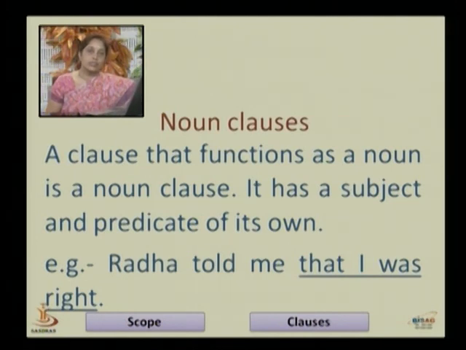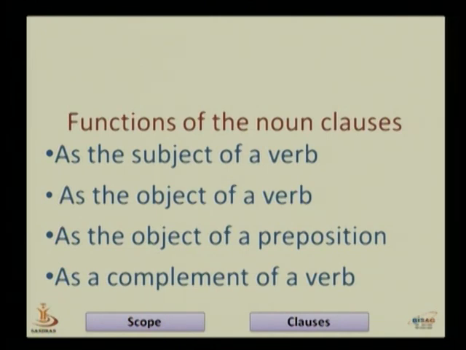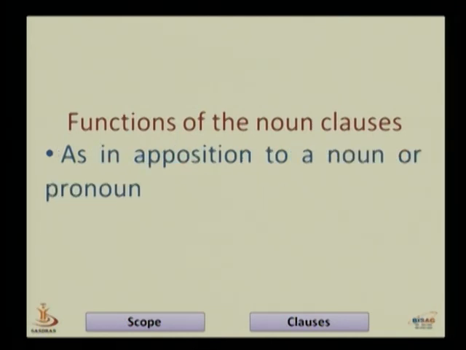Now we are seeing noun clauses, and their functions: how a noun clause works in a sentence. Noun clauses function as the subject of a verb, as the object of a verb, as the object of a preposition, as a complement of a verb, and in opposition to a noun or pronoun.